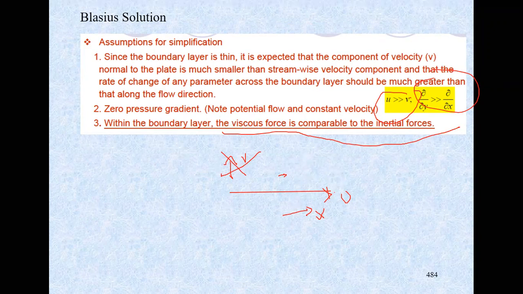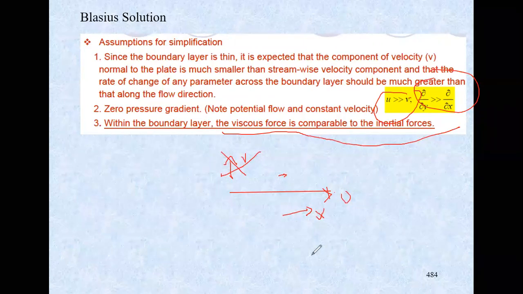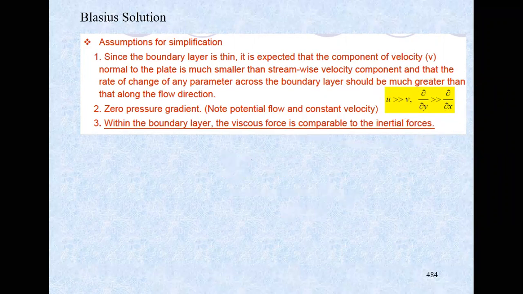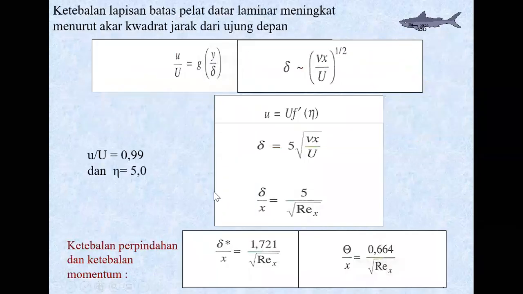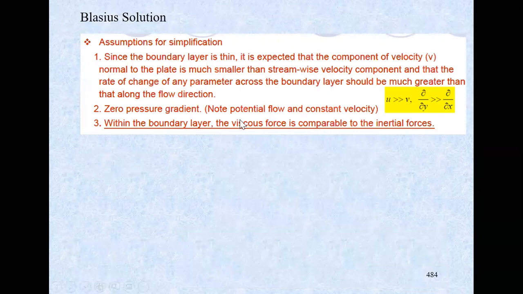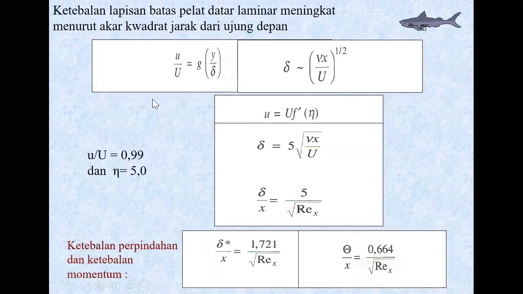I think we can stop at this point. Just one little approach over here. So this is the Blasius solution. The derivation is pretty lengthy if you want to look at it in the textbook, but on the basis of these assumptions, Blasius came up with these solutions.